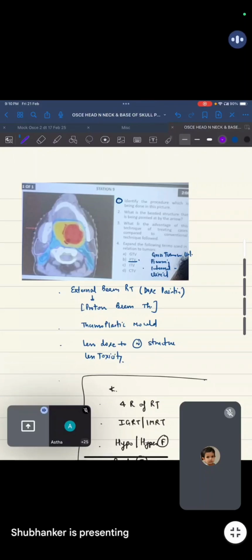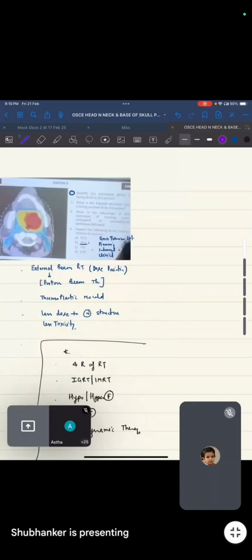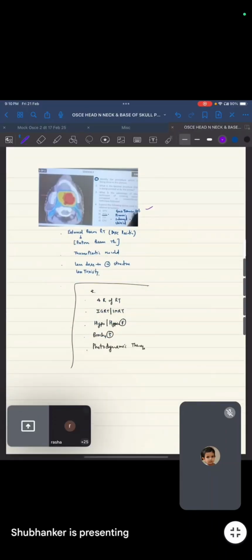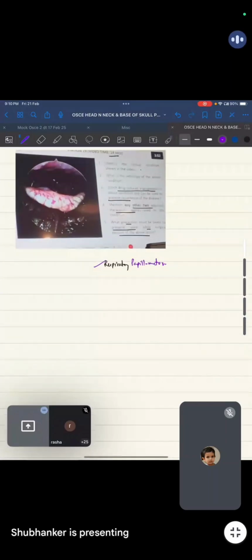The first image, okay. And sir, it is gross tumor volume. It's tumor volume only. Okay, yes, Scott Brown, great. So coming to this thing, respiratory papillomatosis, and I will see the details of it again.